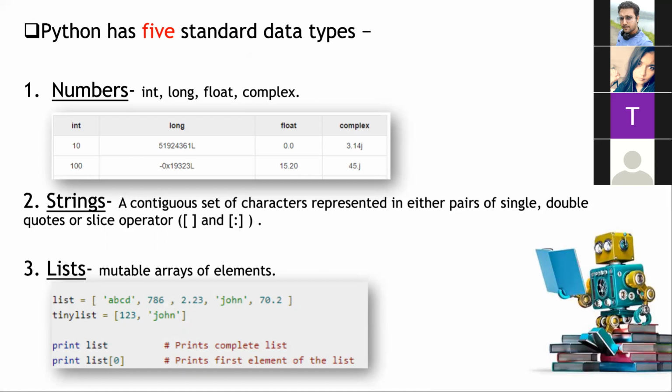Second is strings. Strings are arrays of bytes representing Unicode characters. A string is a collection of one or more characters put in a single quotation, double quotation, or even a triple quotation. In Python, there is no character data type. A character is basically a string of length 1. It is represented by the class str.